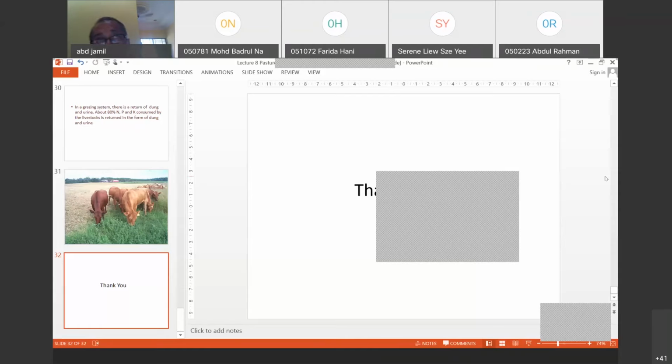Because if you want to keep for milk, then you need to give more grasses, okay? And you need to fertilize the grasses with more nitrogen so that the protein content of the grasses is higher. So it's very subjective. Some people do semi-intensive system. Sometimes they allow the animal to graze. Sometimes they bring back the grasses to your paddock.